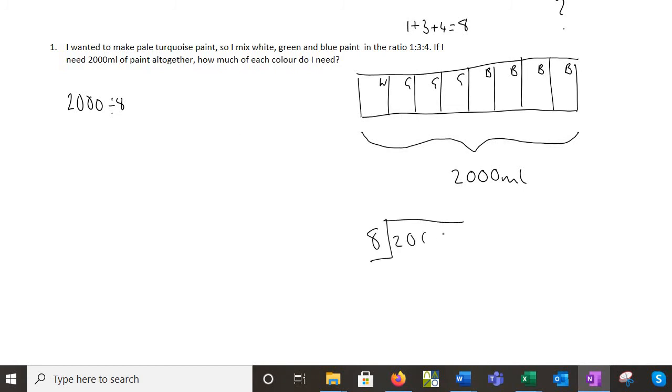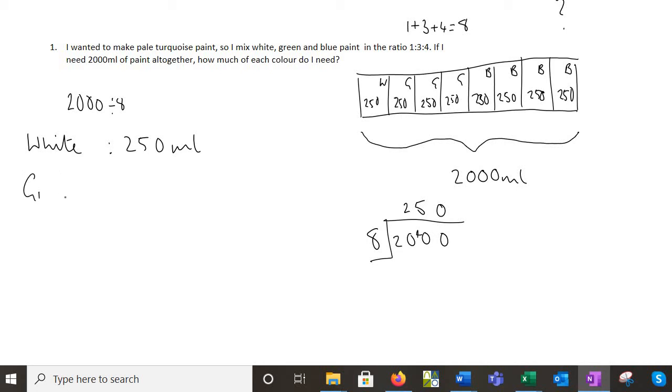Fine to do a sum off to one side. So how many 8's going into 2? None. How many going into 20? That's 16, so 4 left over to get you up to 20. How many 8's going into 40? Well, that's 5. How many going into 0? 0. So each bit is going to be 250 millilitres. All these little 250s. So white paint is easy. Just need 250 millilitres.